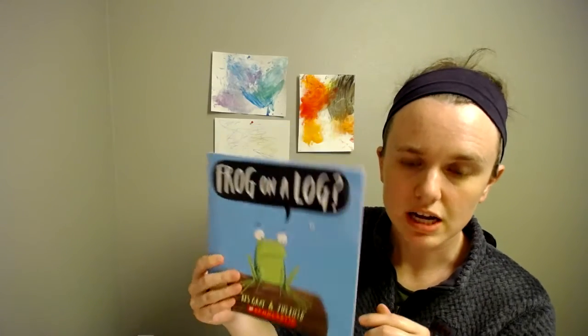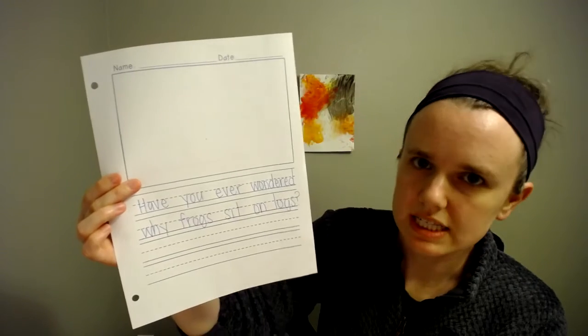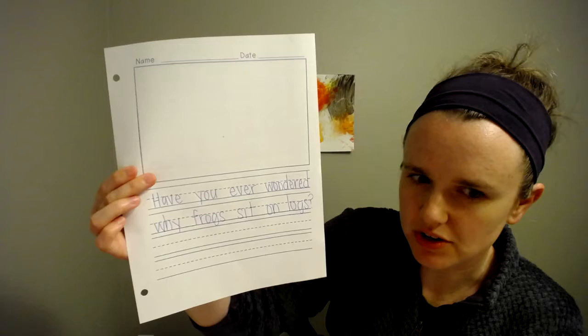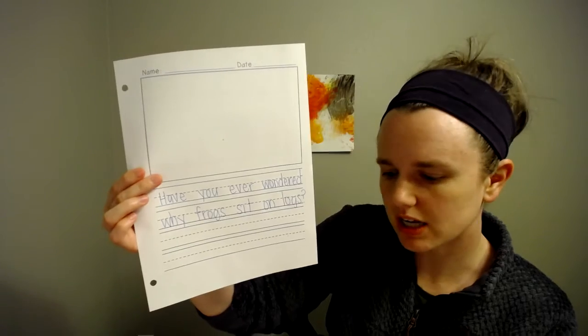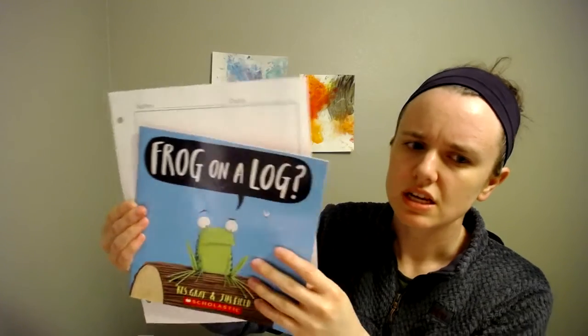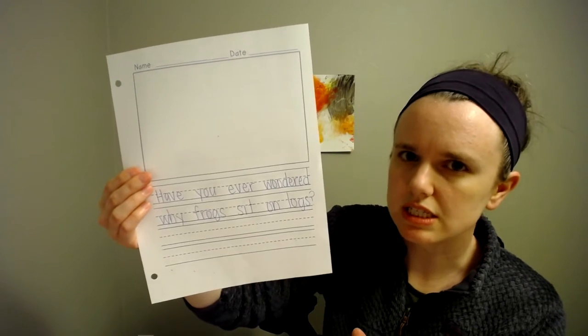So I'm going to write about Frog on a Log, and I need to ask questions to make my reader wonder. Okay, so I'm thinking about a question that I might ask, and I'm thinking that I might start with, like, have you ever? I'm going to use this have you ever sentence to start my writing. I'm going to say, have you ever wondered why frogs sit on logs? Remember, in this story, Frog is wondering why frogs sit on logs. He thinks he'd like to sit on something else. So I'm going to start my writing with that question. Have you ever wondered why frogs sit on logs?